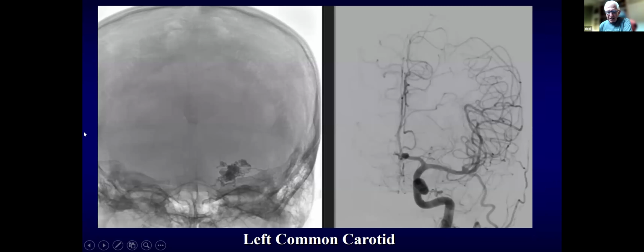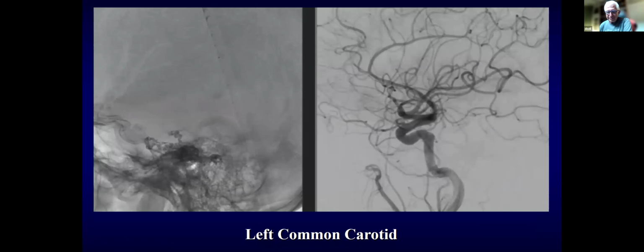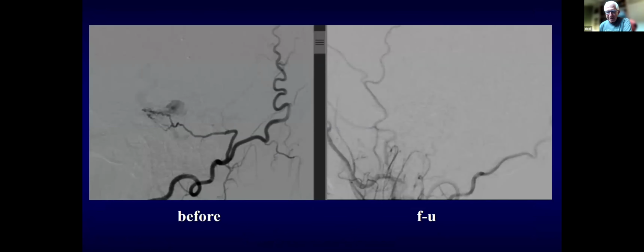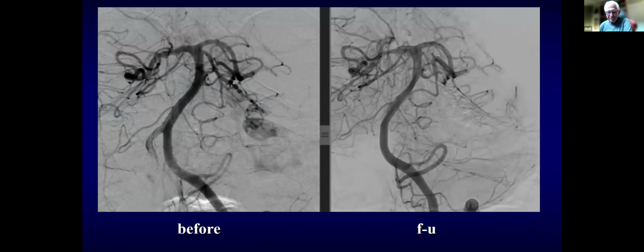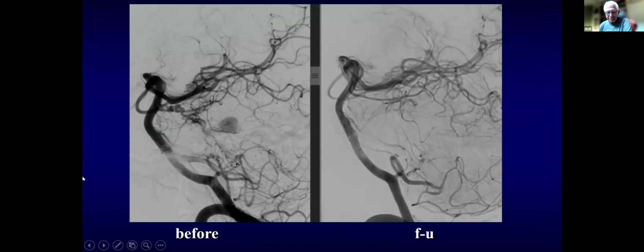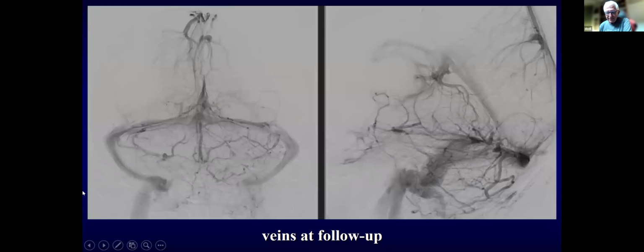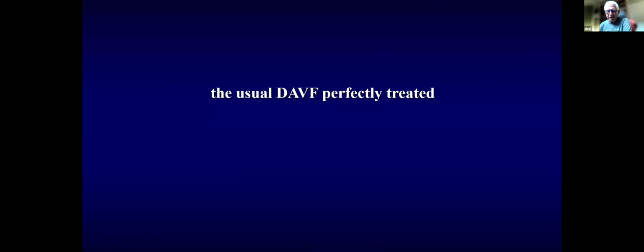This is the lateral view. Okay, 1 year later, the left common carotid, no more fistula. Lateral view. You can see the before and the follow-up. External carotid, left vertebral artery, no more fistulas from the superior cerebellar artery, lateral view. The veins, follow up. So it's the usual dural AV fistula, perfectly treated.